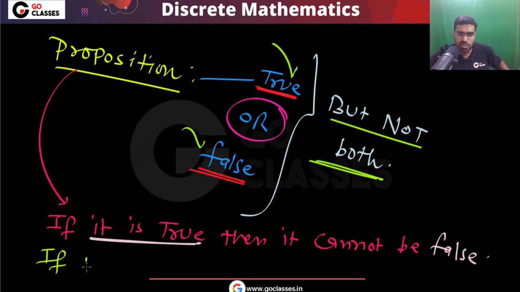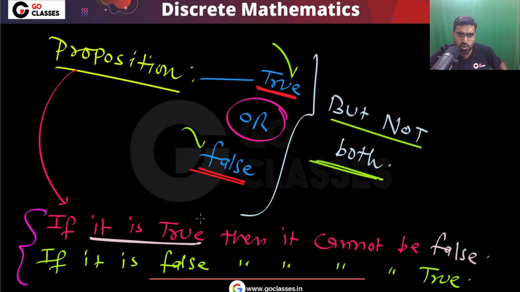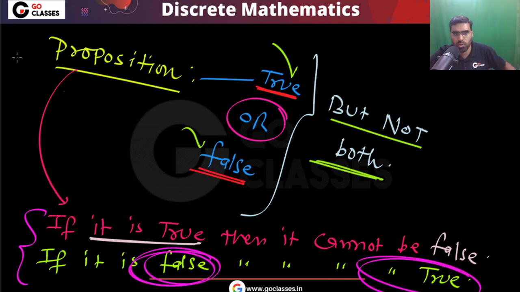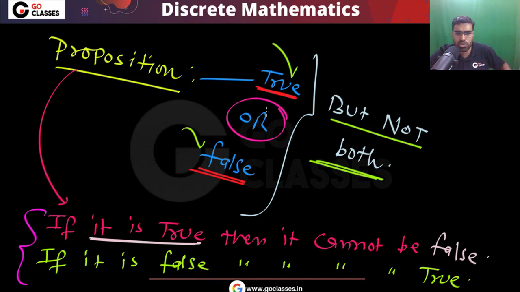And if it is false, then it cannot be true. So in any particular situation, you can fix it from your point of view. From your point of view, if it is true, then it cannot be false, and if it is false, then it cannot be true. So either this is true or this is false, one of them, but not both.